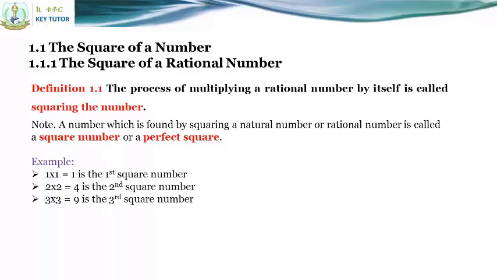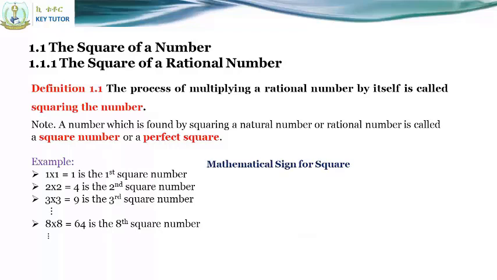So what do you think is the 8th square number, for instance? Perfect. The 8th square number is 64, because 8 times 8 is 64. Now let us look at mathematical signs for square.